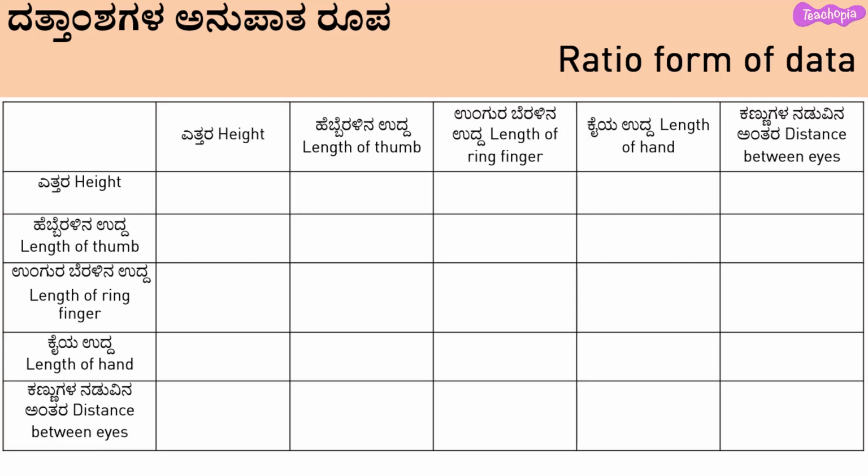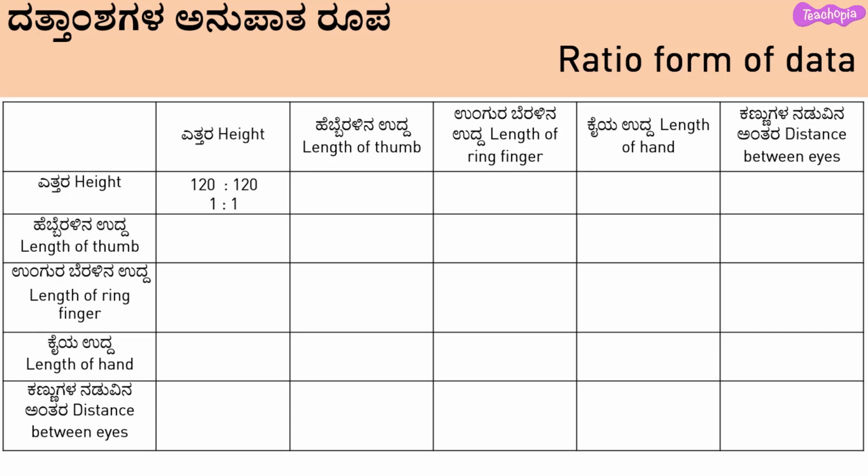Create a table and try to write the ratios between the data. First, we will write the ratios of height to the height, height to the length of the thumb, height to the length of the ring finger, height to the length of the hand, and next height to the distance between eyes. When we write the ratio of height to the height, it becomes 120:120. Upon simplification, we can write it as 1:1.